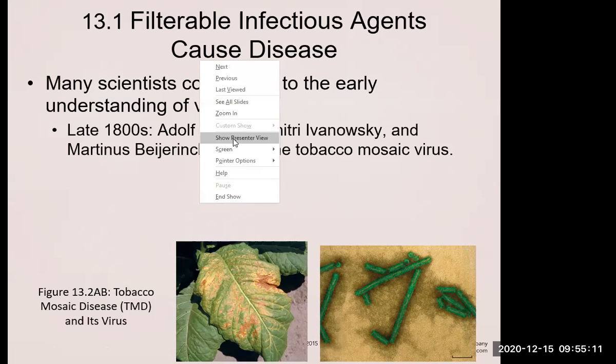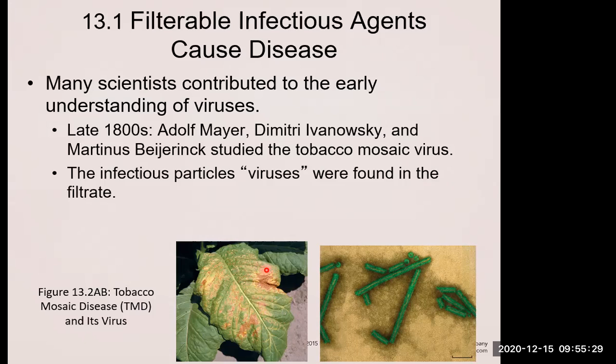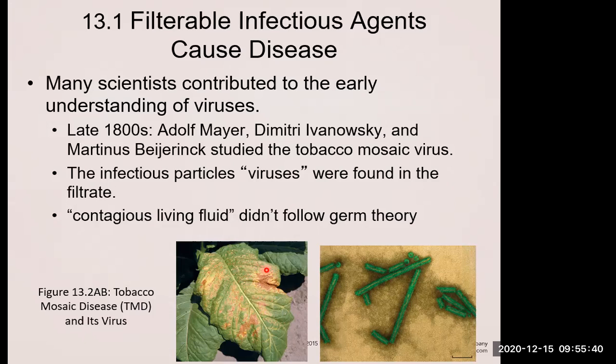So let's get our little pointer here. So you can see this tobacco leaf. It has some discoloration and sort of a mosaic pattern. Think mosaic like you put tiles together, little broken pieces of glass. So amongst the green, we see some yellow, some brown spotting. And so what they did is they tried to filter it. So they ground up the leaves and then passed it through a filter. So what do you think they were looking for to be stuck in the filter? Probably looking for bacteria, right? But what they got in their filtrate was this contagious living fluid.